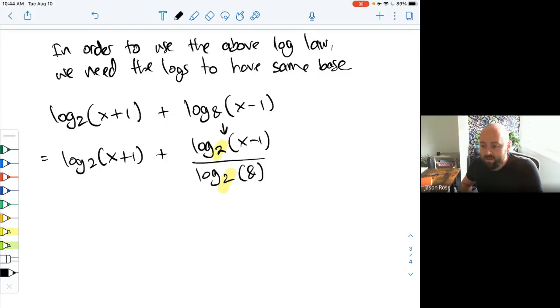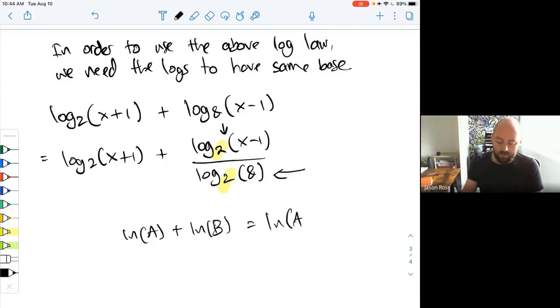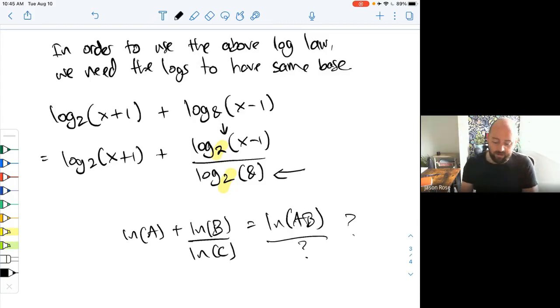The log to the base 2 of 8 in the denominator, this one here, that's kind of getting in the way. Like we have log of a plus log of b equals log of ab. But what is it when it's log of a plus log of b over log of c or something, right? What then? Where does that fit in? So that's kind of where we're at right now. We can't really use the law because it's not really in the right form just now.